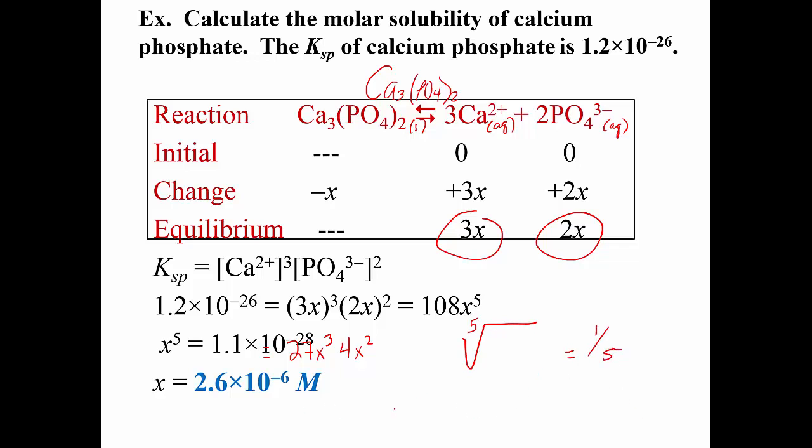So you could take 1.1 times 10 to the negative 28 using your exponential button. So it should look like this on most calculators, negative 28, and then you can raise it to the 1/5 power. So I would definitely be practicing on the calculator you're going to use on the test, because not everything is always going to be a square root when we have the Ksp problems.